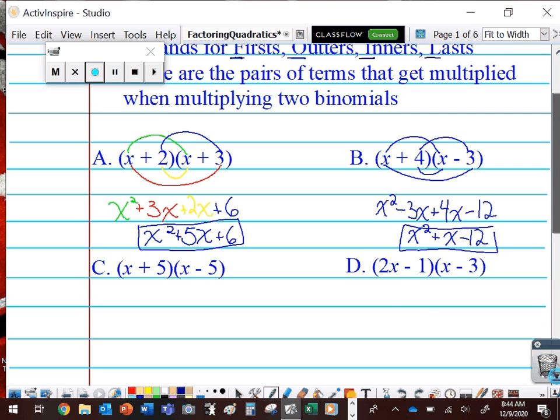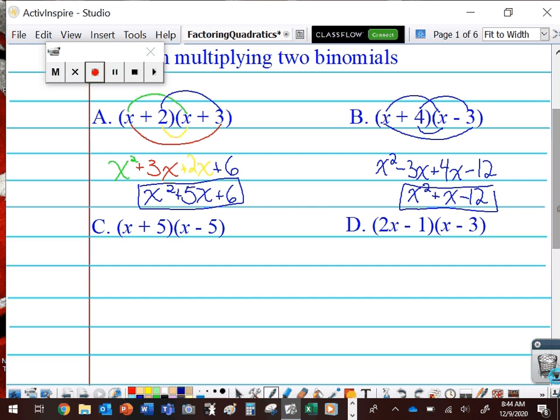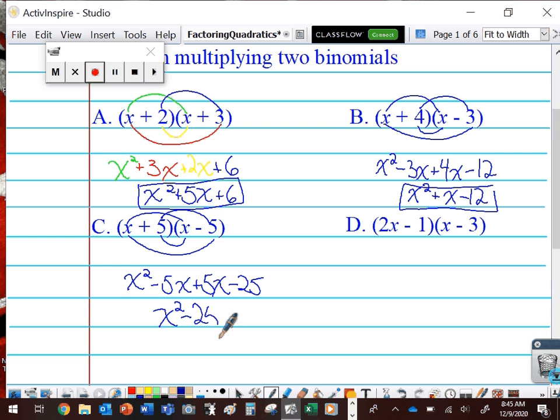Okay, let's take a look at just two more. X plus 5, x minus 5. Well, if I multiply the first, x times x gives me x squared. If I multiply the ones on the outside, x times minus 5 gives me minus 5x. Plus 5 times x gives me plus 5x. And 5 times negative 5 gives me minus 25. And when we combine our like terms here, minus 5x plus 5x, those cancel out completely. And I just have x squared minus 25.